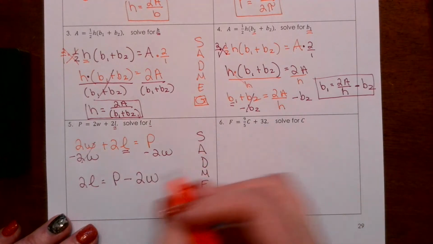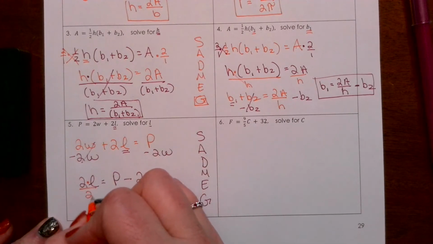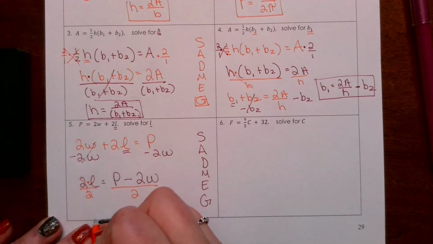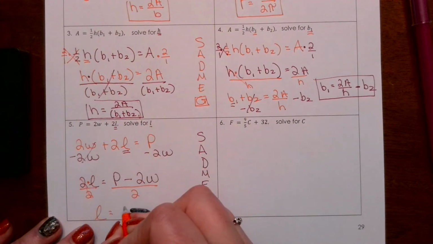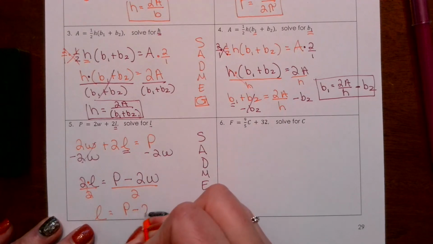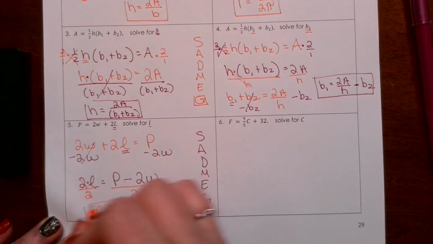Now, I have 2 times L. My opposite operation is division, so I will divide both sides by 2. And the length of a rectangle can be found by taking its perimeter, subtracting 2 times the width, and dividing that by 2.